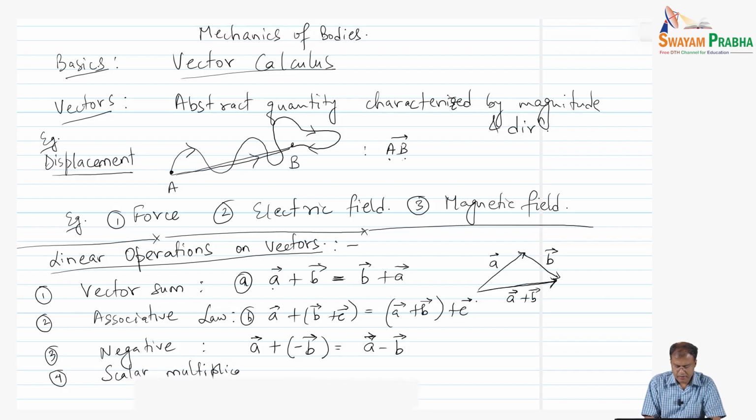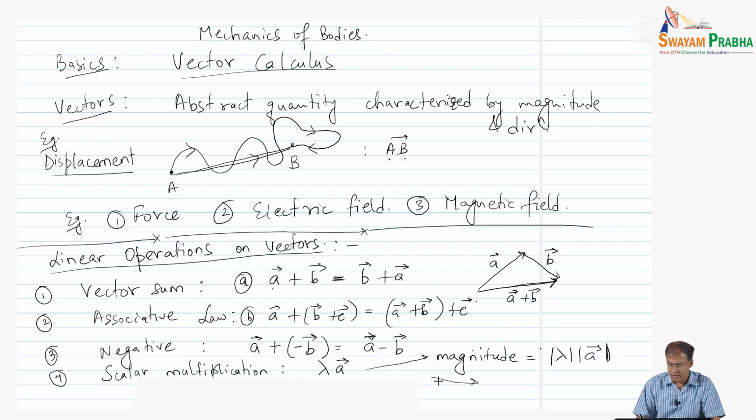Scalar multiplication. So for example, if we have a scalar, and then if we multiply it with a vector, it means that now we have a new vector whose magnitude is equal to the absolute value of the scalar times the magnitude of the original vector, and its direction is given by the original vector A, right?